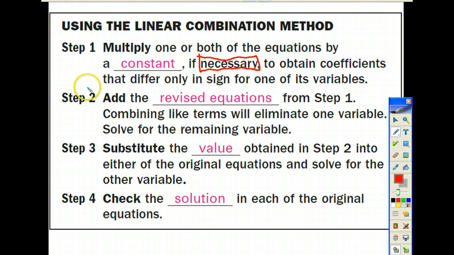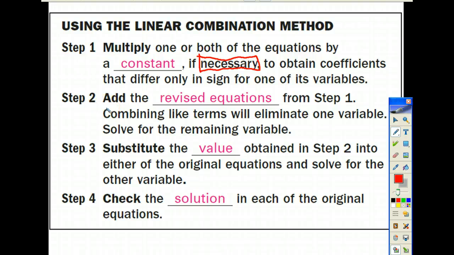Now step 3 is similar to what we were doing with the substitution method. We're going to substitute that value back into the equation in step 2, and then solve for it, and that'll give you the other variable. So between step 2 and step 3, you'll solve for your x and y. You may solve for x in step 2 and then y in step 3, or vice versa. And then the last thing, as always, you want to go through and check to make sure that that point of intersection works for both of the original equations.